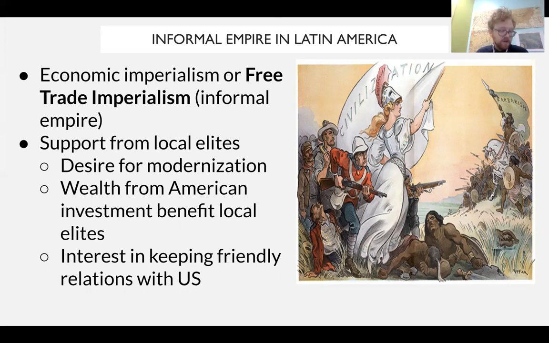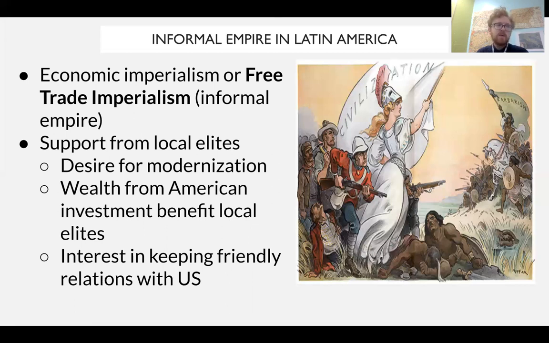And oftentimes we are going to see collaboration by local elites. We will see Latin American elites making generous concessions to American businesses. And mostly this is because these white elites in Latin America want to have modernization. They want to be involved in the industrial global trading network. So support from local elites is kind of encouraging imperialism in the Americas.